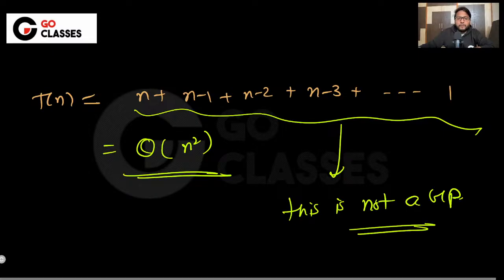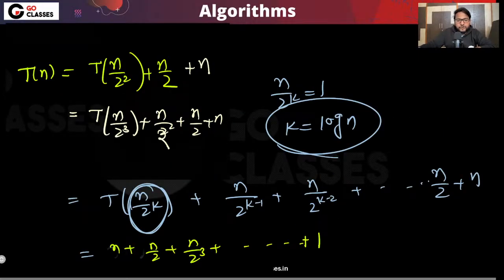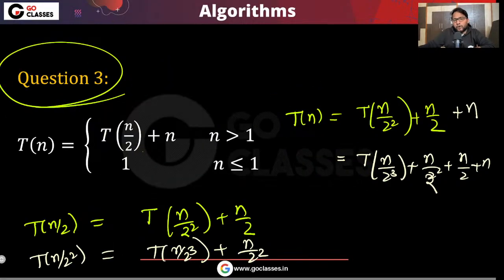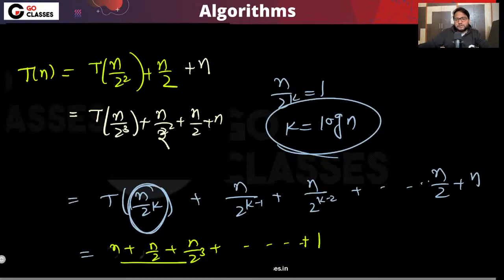Cool. Now coming back to this question, here we observe that it is n plus n by 2 plus n by 2 square and so on. So ultimately the answer will be theta of n only, because n plus n by 2 and so on is just theta of n, right?